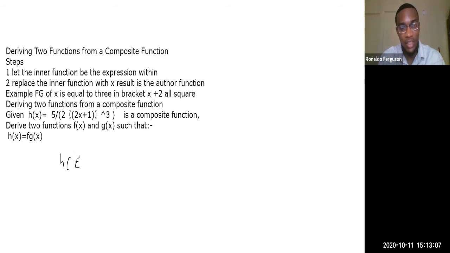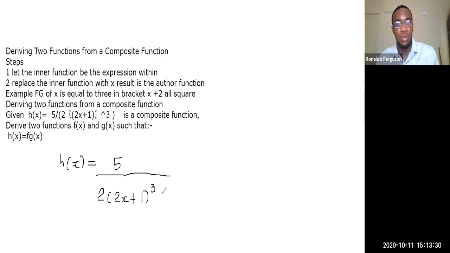The question gives us that h of x is equal to 5 divided by 2 times bracket 2x plus 1 all cubed. So it's 5 divided by 2 times bracket 2x plus 1 all cubed. That's the composite function that we have. Alright, so we need to derive the two functions.